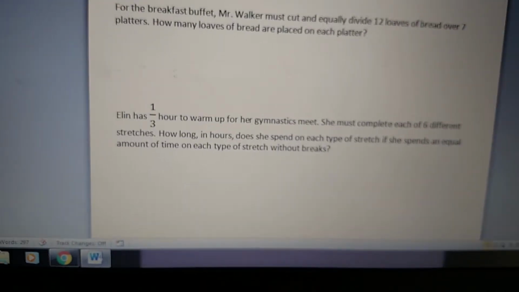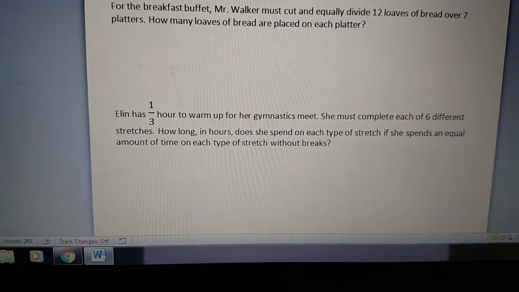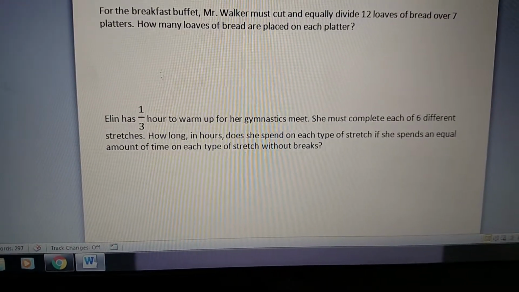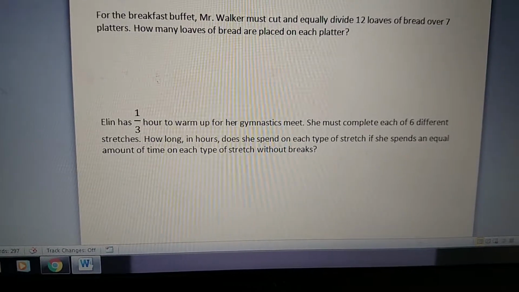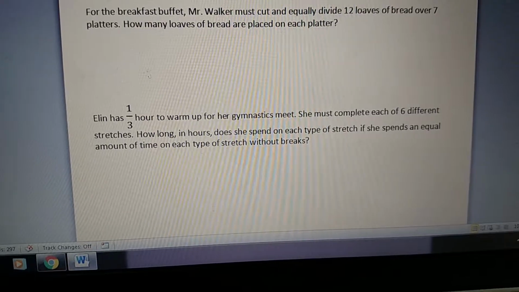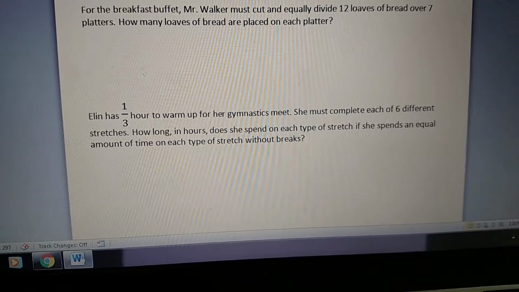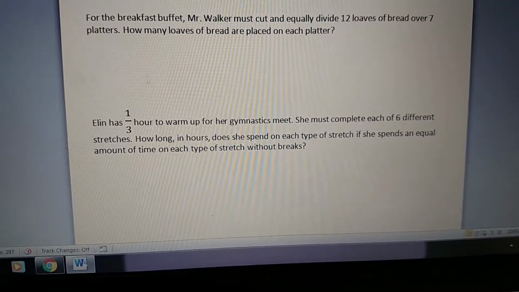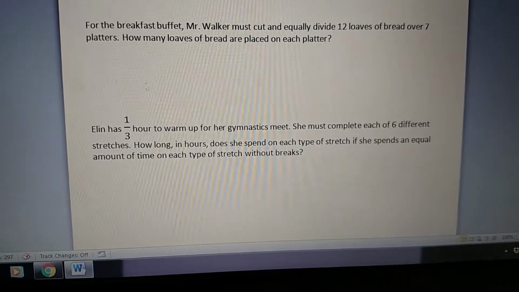The second one, Ellen has 1/3 of an hour to warm up for her gymnastics meet. She must complete each of 6 different stretches. How long in hours does she spend on each type of stretch if she spends an equal amount of time on each type of stretch without breaks?